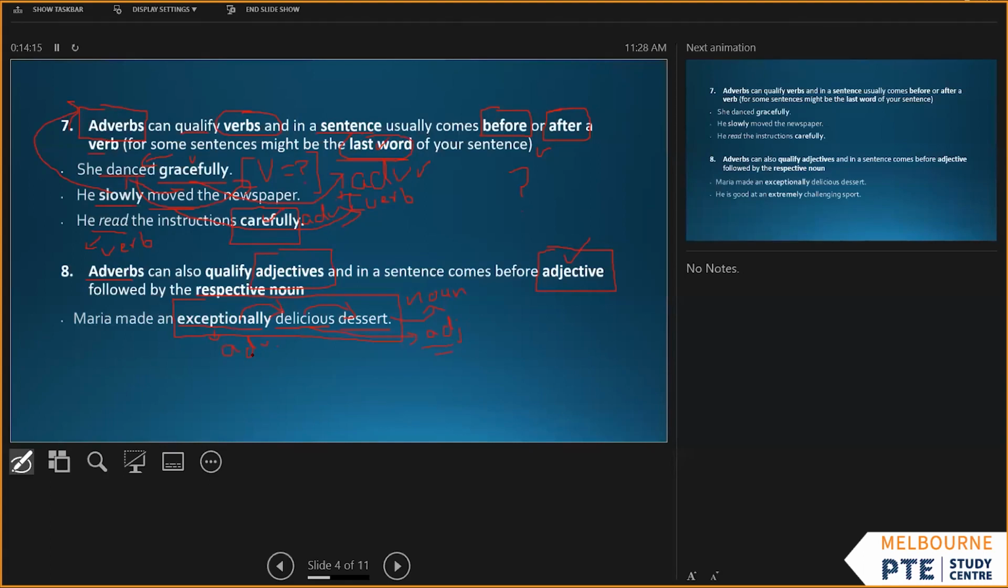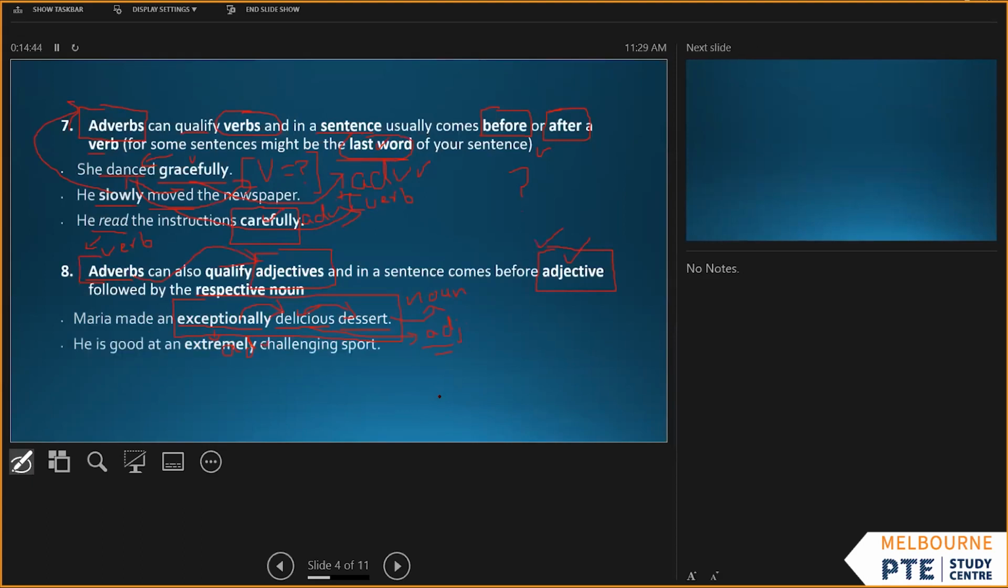But when I'm saying exceptionally delicious, now this is telling me that it is not just delicious, it is exceptionally delicious. So this is qualifying my adjective now, not the noun. So that's a simple example of how adverbs can tell you more about the adjectives. And they will always come before your adjective. Remember that. And you have another example here as well.